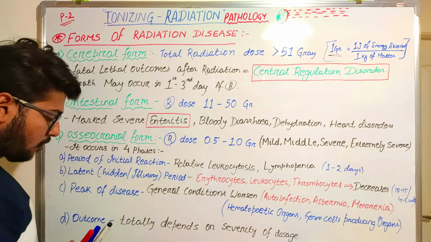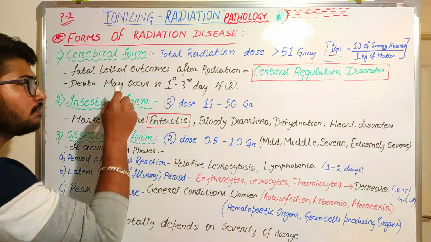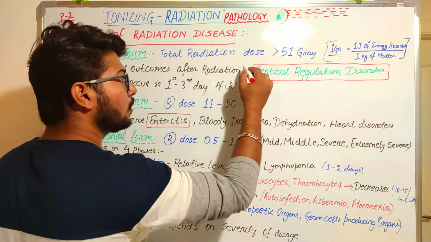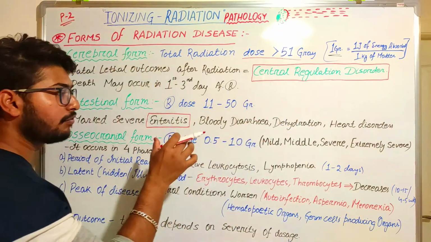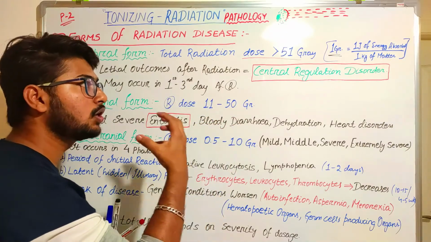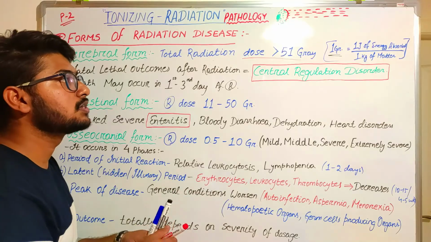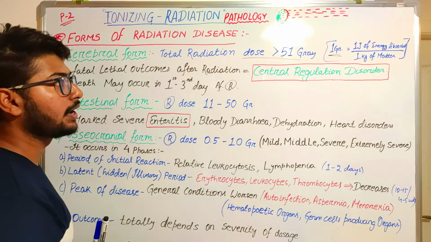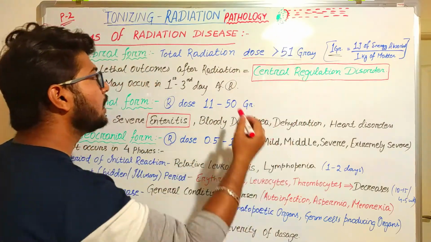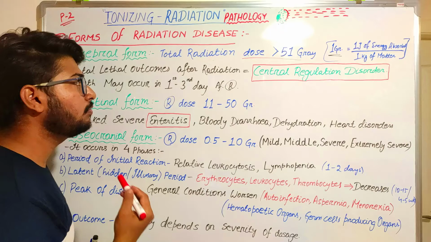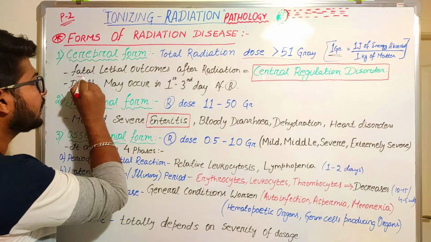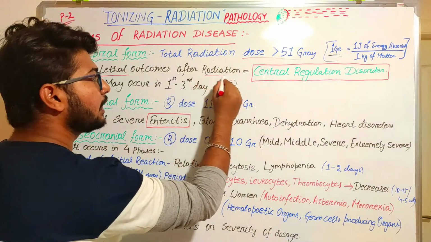The first form is the cerebral form, and this type of disease occurs when the dosage is greater than 51 gray. Of course, it is a very high amount of radiation given to a body, or by chance in case of accidents, if persons get injured through these radiations and the dosage is greater than 51 gray, then we call it the cerebral form of disease. This cerebral form has the most fatal, lethal outcomes after radiation.